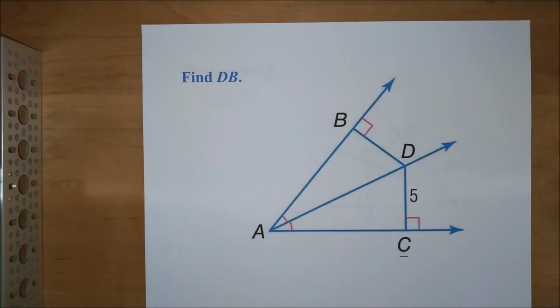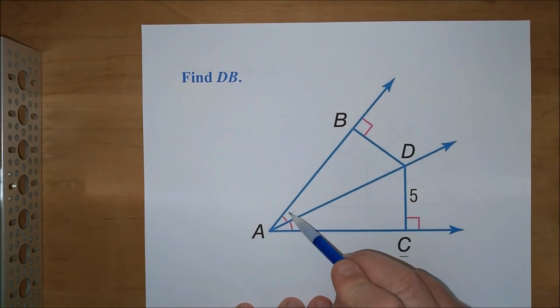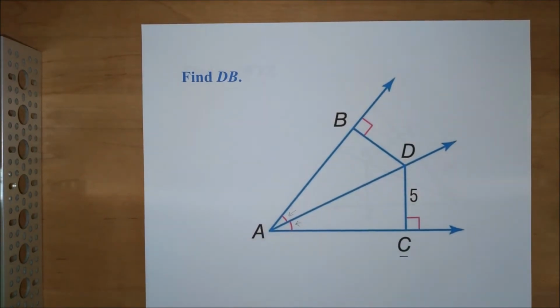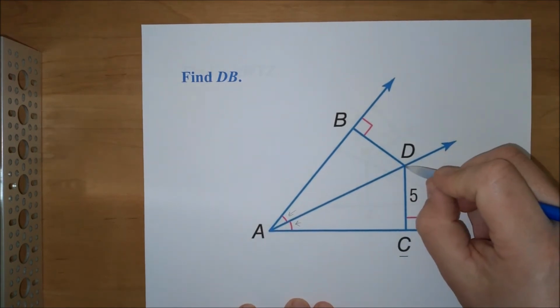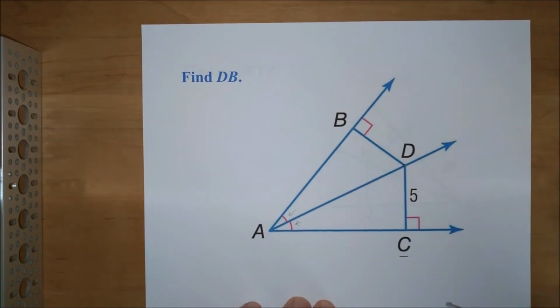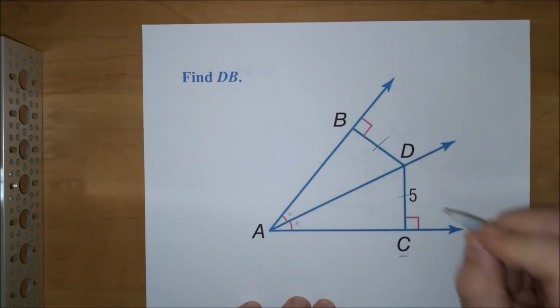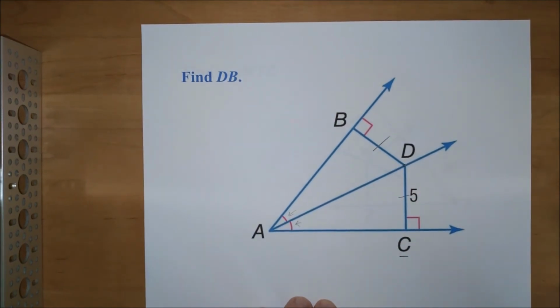Here, could we find segment DB? Okay, well, the first thing I notice is these two symbols here tell me that AD is an angle bisector. AD is bisecting angle BAC. And therefore, if point D is on the angle bisector, then these segments must be congruent. And that would mean that BD must be 5 units.